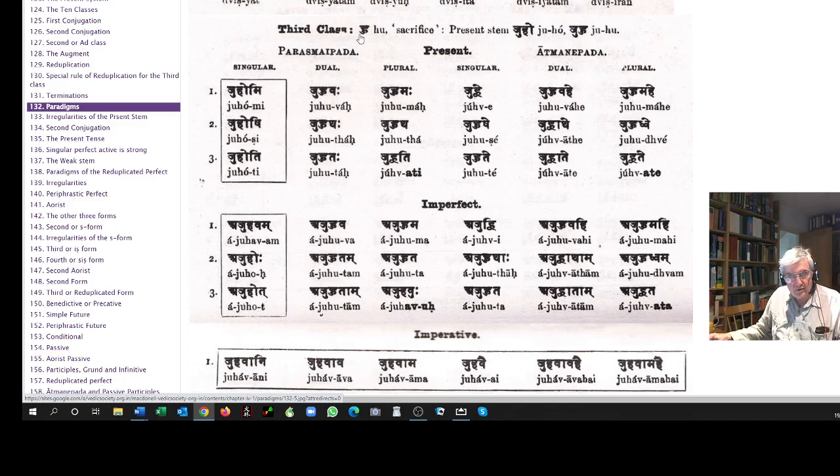So it's the basic vowel, the u. So it's ju, juhomi, juhoshi, juhoti. You get a gunation of that root vowel in the stressed forms, but not in the unstressed forms, which is why you get juhoti, but juhute. And again, if you know juhoti, juhute, then as usual, everything else will fall into place.